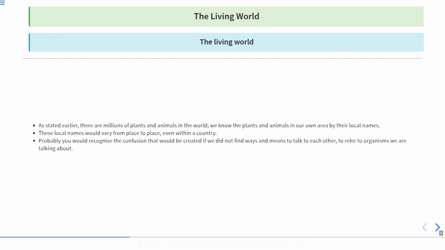So what to do? To avoid that confusion, every organism has a particular scientific name. Every organism, whether it is a plant, an animal, or any microorganism, has one specific scientific name, and that is followed by all the countries.